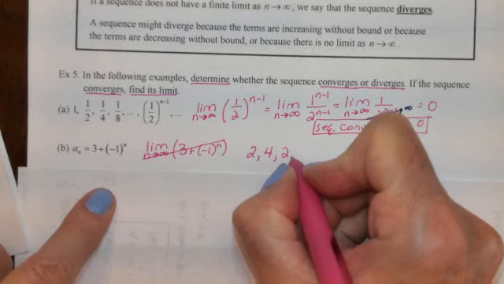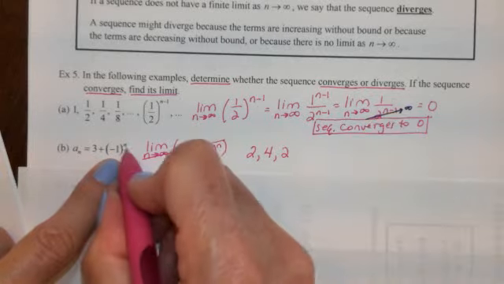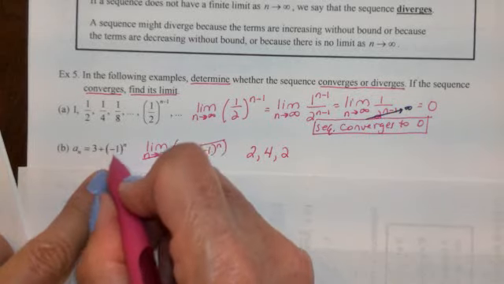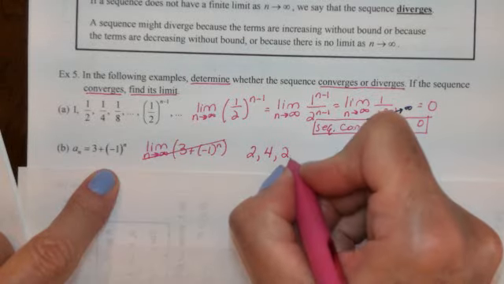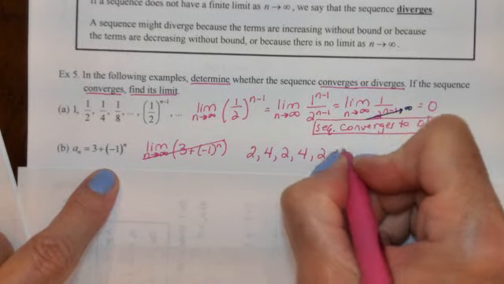When n is even, I may have said that wrong. When n is odd, we keep the negative 1. When n is even, though, we're going to make that a positive 1. So this sequence does this.